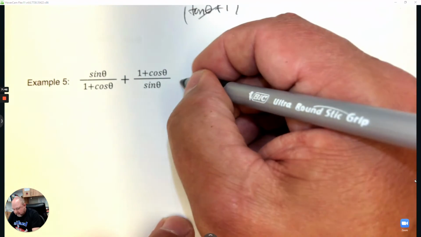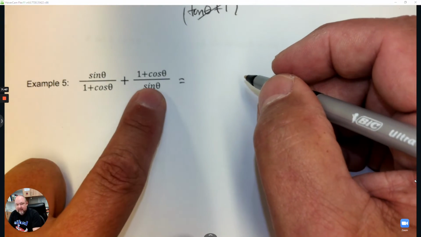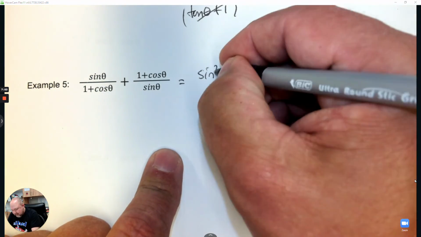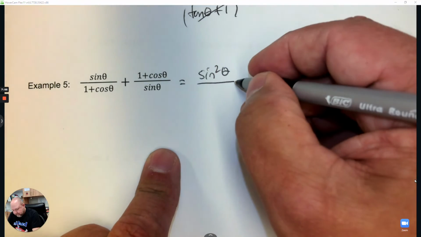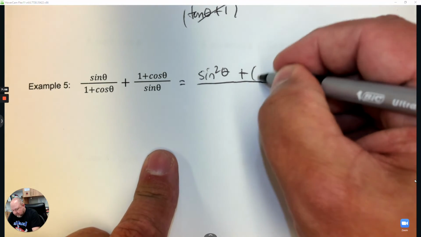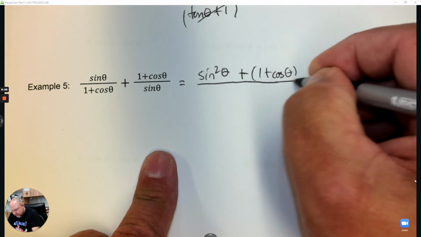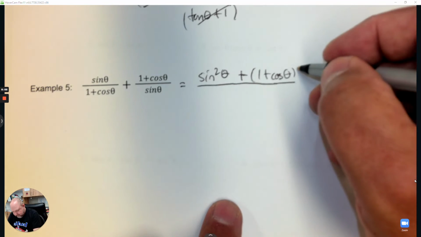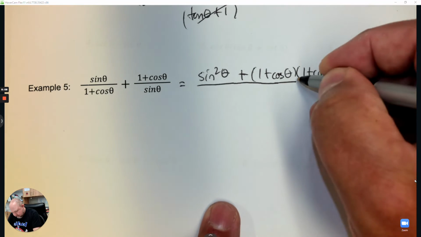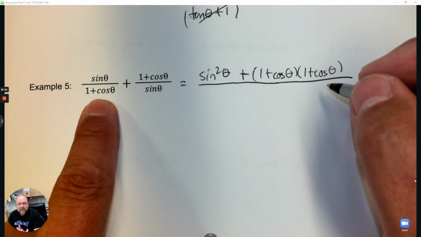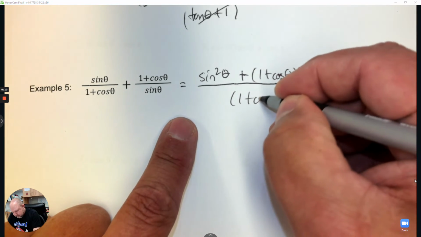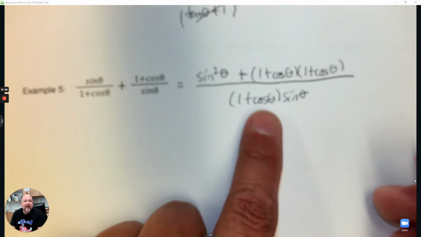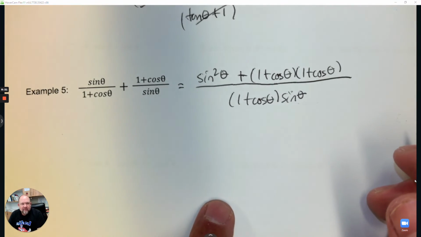So my first step is going to be to write it as 1 fraction. To do that, I'm going to take the other denominator and multiply top and bottom by it. So sine times sine is sine squared. To the other side, 1 plus cosine theta. I'm going to multiply this side by 1 plus cosine theta, top and bottom. And then multiply these together. So now we have 1 fraction.